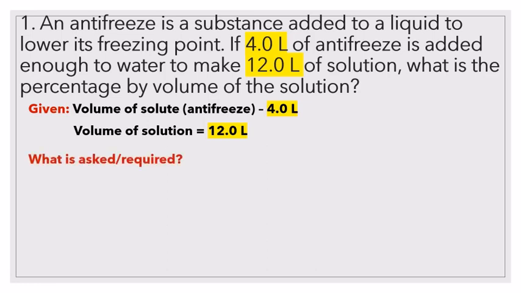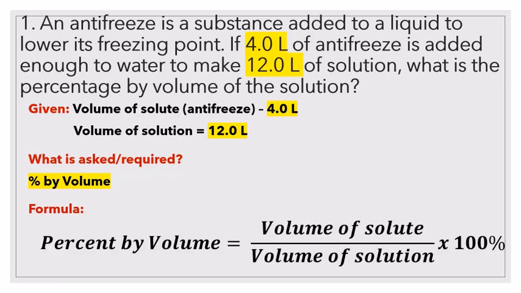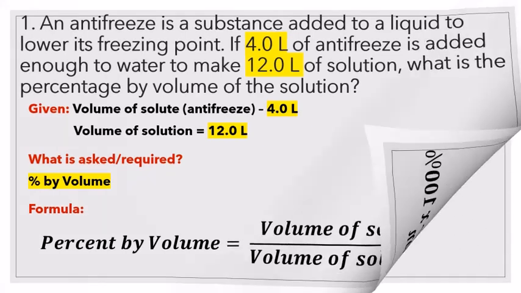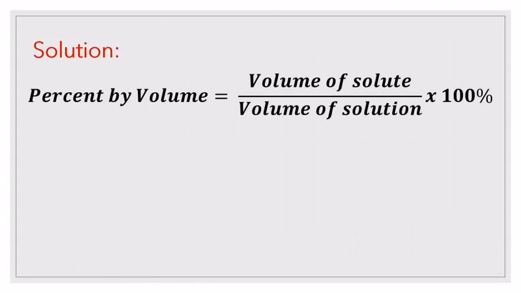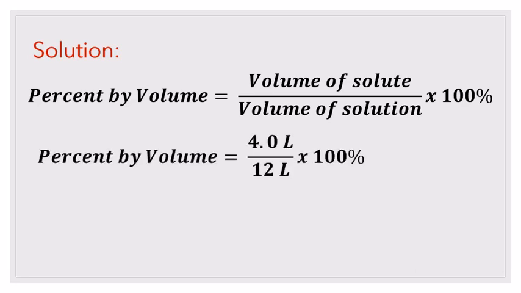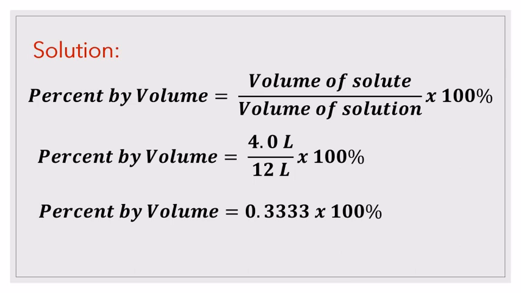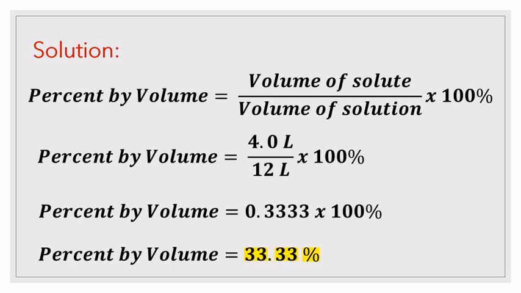So what is asked or required? It's the percentage or percent by volume, and the formula will be percent by volume is equal to the volume of solute divided by the volume of solution times 100. Solution: percent by volume, the volume of solute divided by the volume of solution times 100. So you just need to substitute 4 liters divided by 12 times 100. So the answer will be 0.33 times 100%. So the final answer will be 33.33.